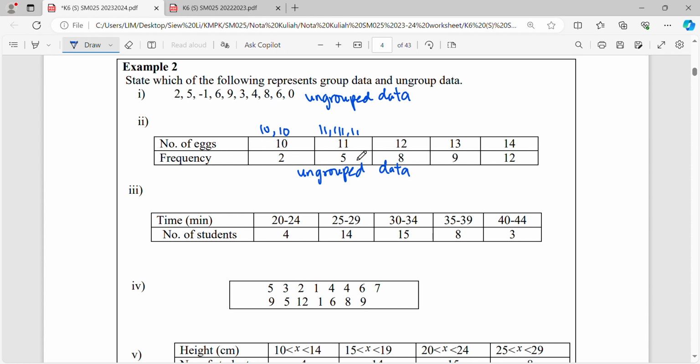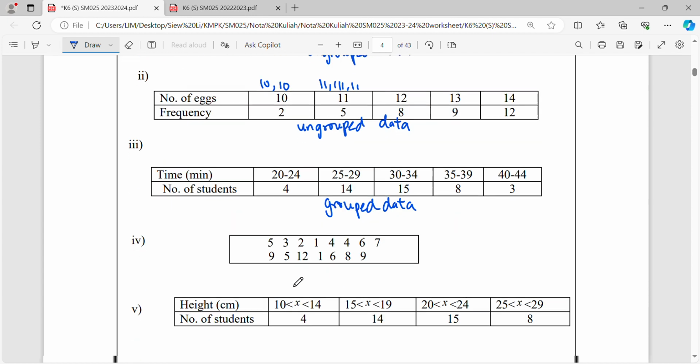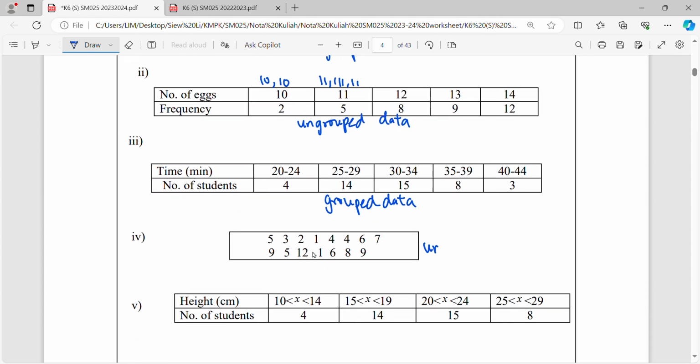So how is grouped data? It will be like 20 to 24. It means our data 20, 21, 22, 23, 24 are already grouped together inside here. It will have 4 of them, a quantity of 4. So this one will be grouped data. Number 4, this one will be ungrouped.